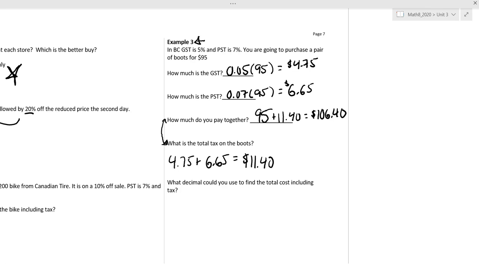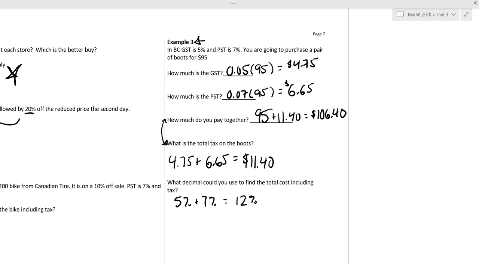Now the second part of this question here is, hey, what decimal could you use to, instead of doing 3 or 4 steps here, do it all in one step? Since we're doing taxes on the same amount, we're not doing a reduce on top of a reduce or anything like that, we could have just added the 5% and the 7% together to make that into a 12% tax. If we use the 12% as a decimal, that would all in one step have given us the total tax, the $11.40.